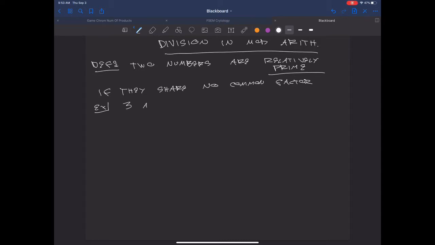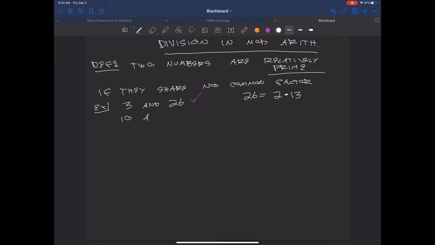3 and 26. Are those relatively prime? Well, the only factors of 3 are 1 and 3. It is prime. 26, we can write as 2 times 13. So the factors in 26 are 2 and 13. Neither of those is 3, so yes, 3 and 26 are relatively prime.